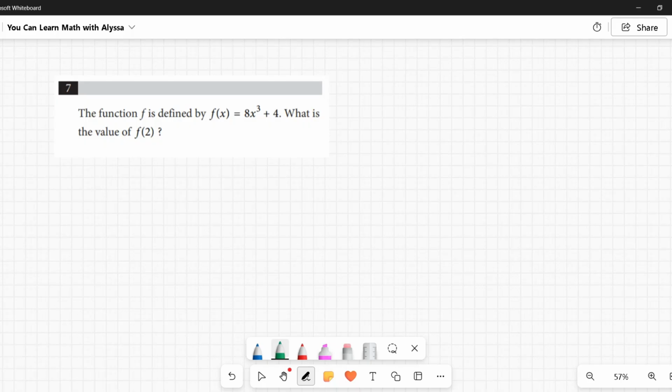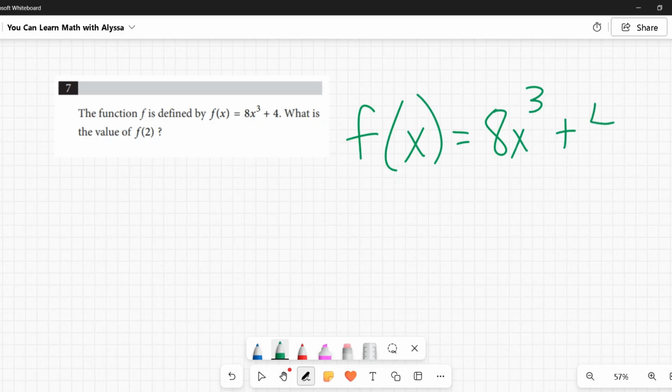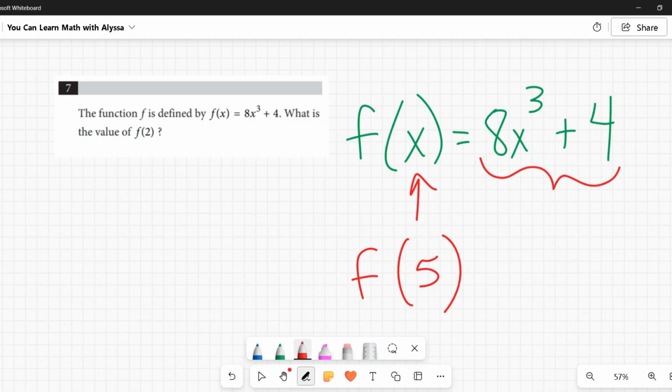So f of x equals 8x cubed plus 4. When we have a function, it is input and output. What they're saying is any number for x, if I plug it in there, so let's say f of 1, f of 5, whatever we're trying to f of, you take that new value for x, and everywhere there's an x in that equation, you plug it in. And then you do the math, and the result that you get is your answer.